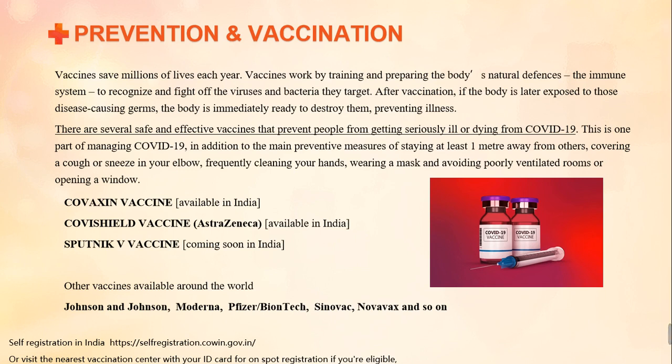can get vaccinated. Other vaccines available around the world are Johnson & Johnson, Moderna, Pfizer, Sinovac, Novavax and so on. And being an Indian, if you want to register for vaccination, here is a website link. You can go to this link and register yourself with your phone number, or you can go to the nearest vaccination center for getting vaccinated, because there are some spot vaccinations, but you have to take your ID card and you have to be in the eligible age group.